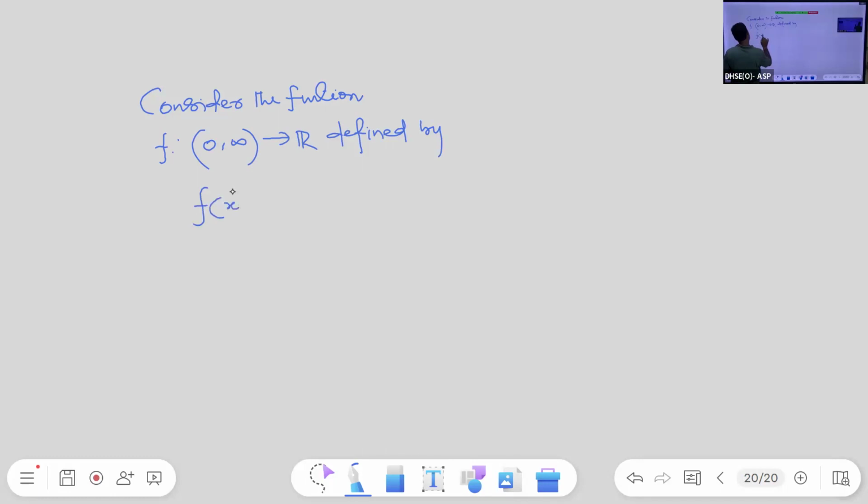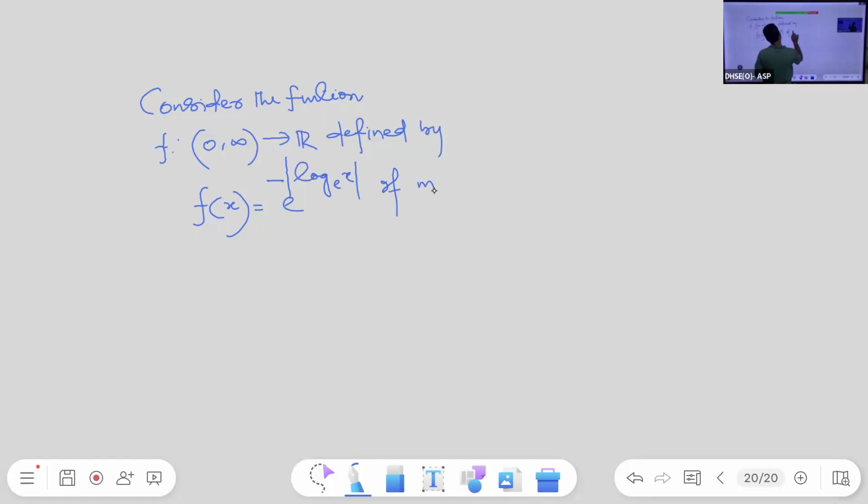Consider the function f mapping from (0, infinity) to R, defined by f of x is equal to e raised to the power minus of mod of log x to the base e, that is ln x.